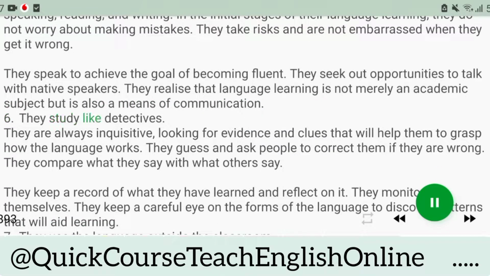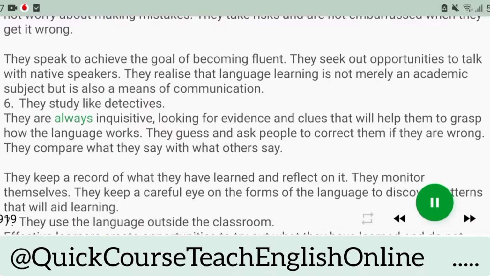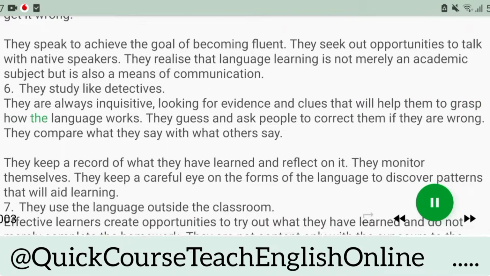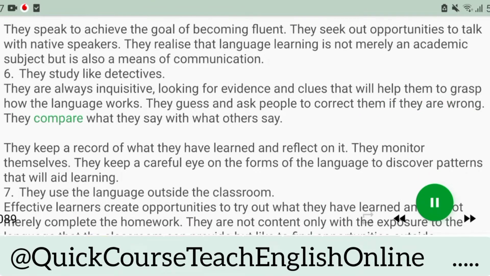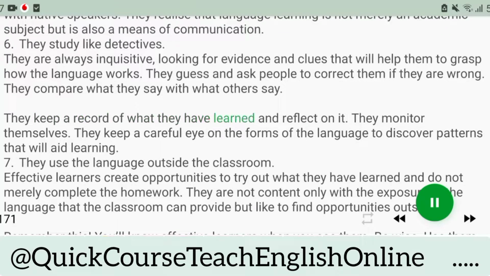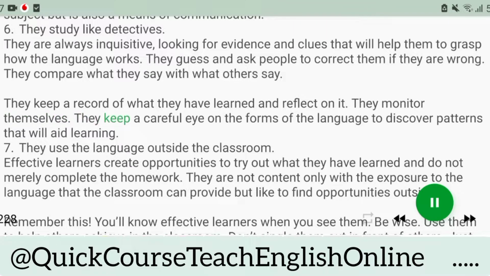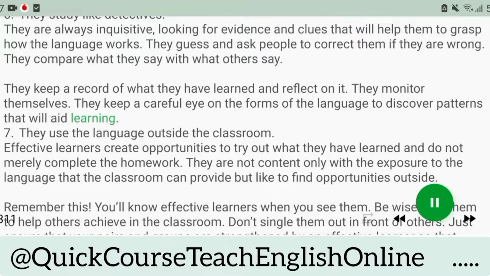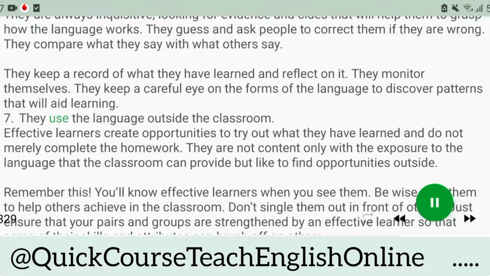6. They study like detectives. They are always inquisitive, looking for evidence and clues that will help them to grasp how the language works. They guess and ask people to correct them if they are wrong. They compare what they say with what others say. They keep a record of what they have learned and reflect on it. They monitor themselves. They keep a careful eye on the forms of the language to discover patterns that will aid learning.